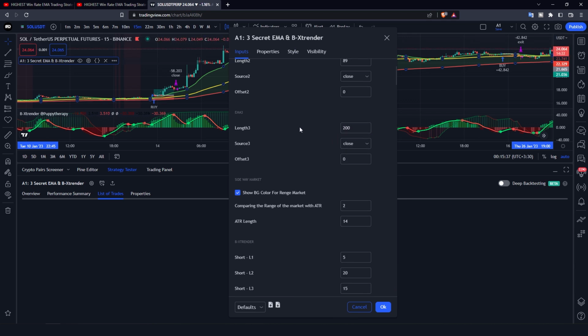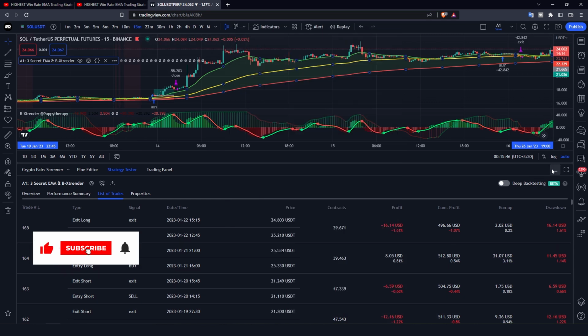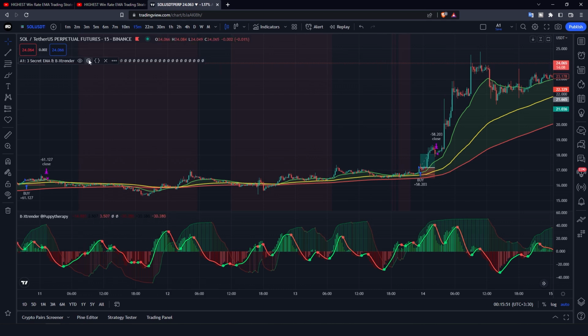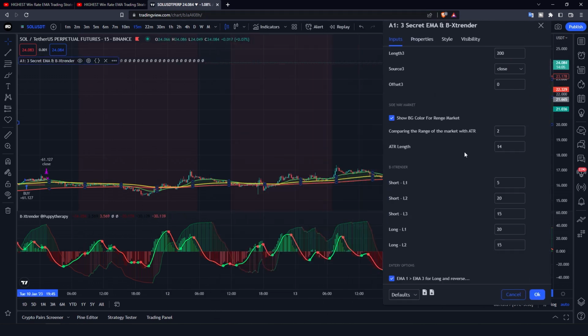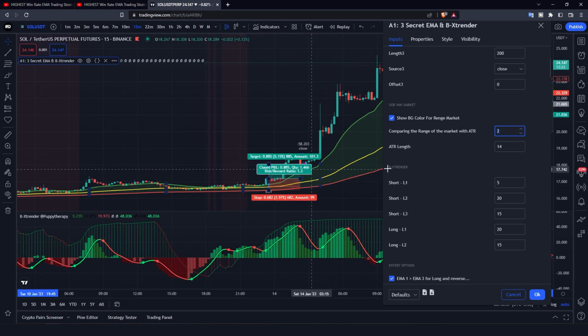Here we have range market. If you take this one, then it shows the range market with red background on the chart. These red zones are range markets in this strategy, as you can see on the chart. If the distance between 2 EMAs is at least 2 ATR, we consider that part a range market. The distance between 2 EMAs should be more than 2 ATR. And by changing this number, you can change the sensitivity to the range market.